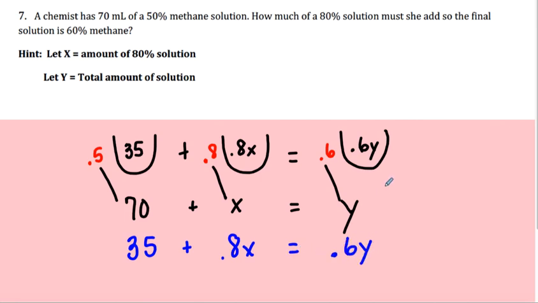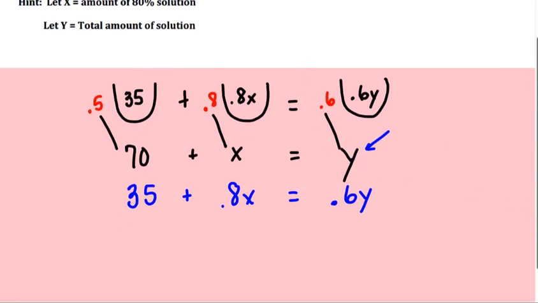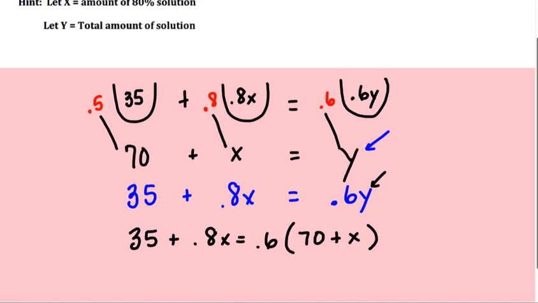Now, this is probably going to be a place I use substitution because I already have y solved for. So I am going to plug in 70 plus x in for y in this equation. I'm going to substitute it in. So that's going to give me 0.6 times 70 plus x. Now I got to do the math. So I'm going to distribute the 0.6, and that's going to give me 35 plus 0.8x equals 42 plus 0.6x.